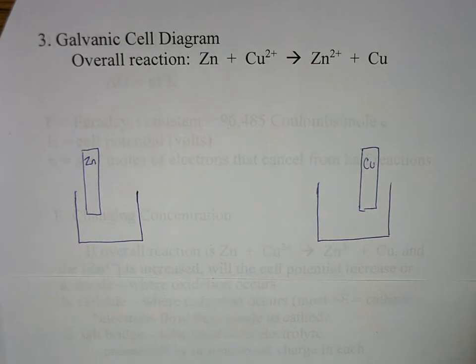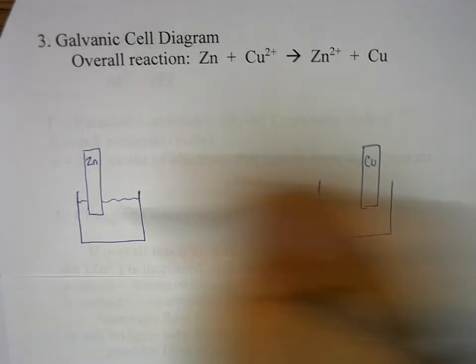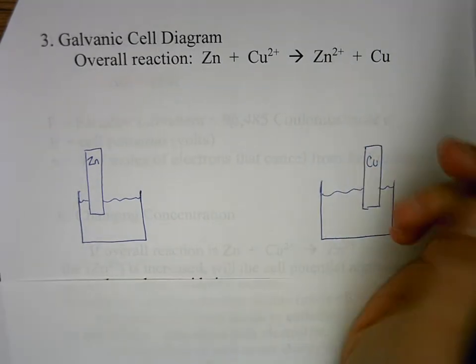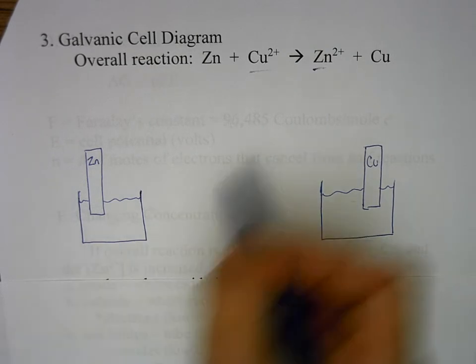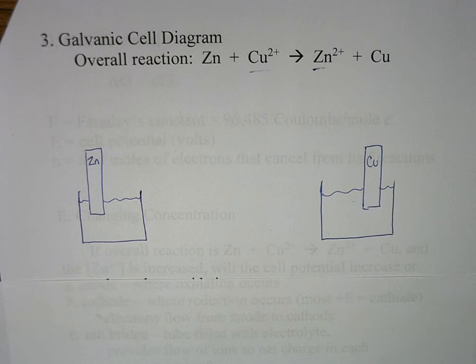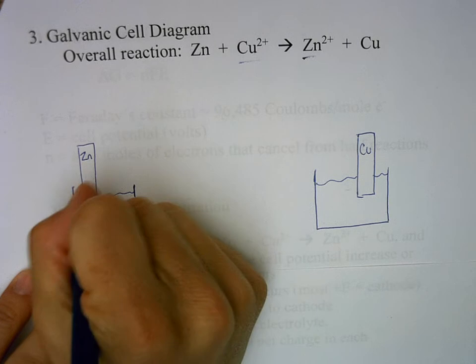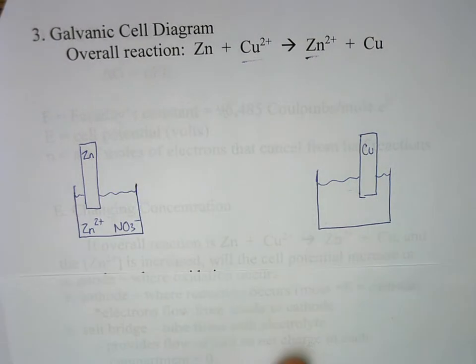Those electrodes are placed in solutions that have these ions floating around in there. So this is going to be a solution of some salt that would ionize, so maybe it's zinc nitrate. If I put zinc nitrate in water, it'll break apart into zinc ions and nitrate ions. Okay, so there's a solution on that side.